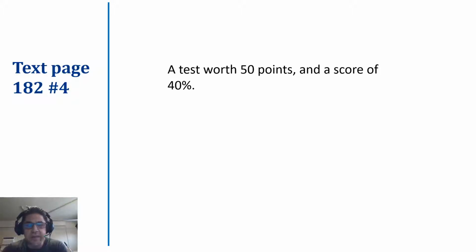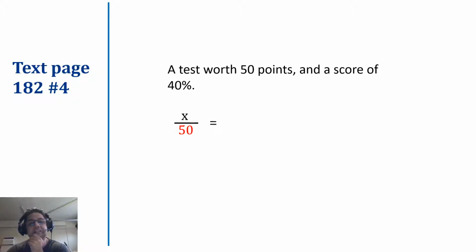All right, so a test is worth 50 points and a score of 40%. Ooh, that means unfortunately the student underperformed, but we got to figure out how many points they got out of the 50. So remember, you should write down the sentence. You can pause the video if you need to, and we're going to set up two ratios equal to each other, and that will allow us to solve for the unknown. So our unknown is really how many points the student got out of 50. So we're going to say x out of 50.